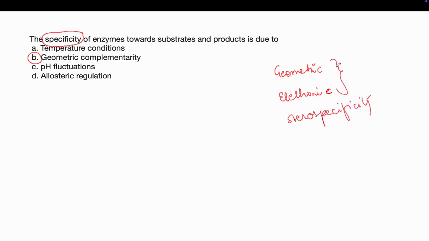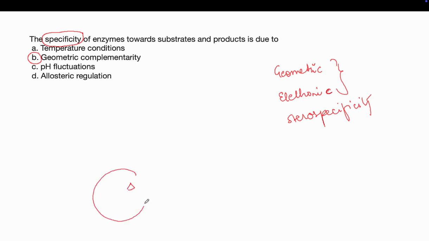So what is this geometric and electronic? It is how the geometric shape of the active site pocket is, and how it will fit the substrate in order to have a proper binding. So this geometric complementarity is very essential for the specificity. If the active site is too small or too big, there won't be any specificity.